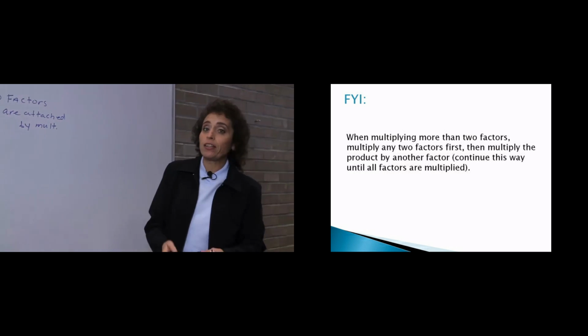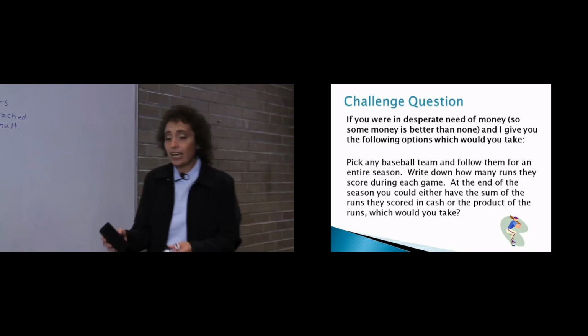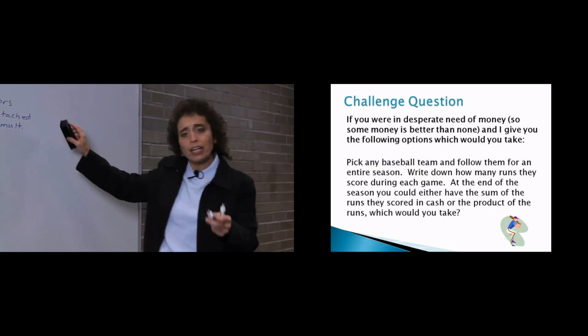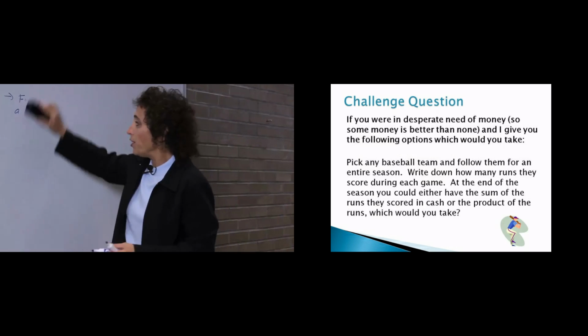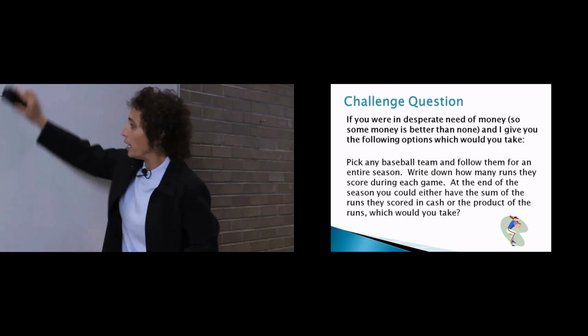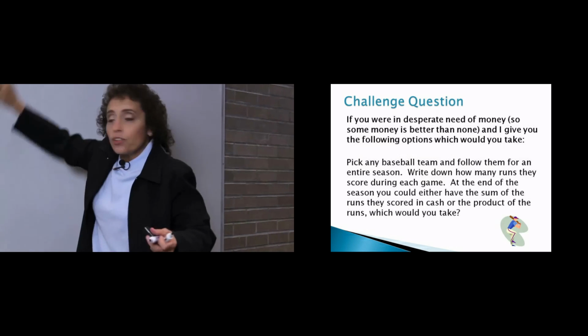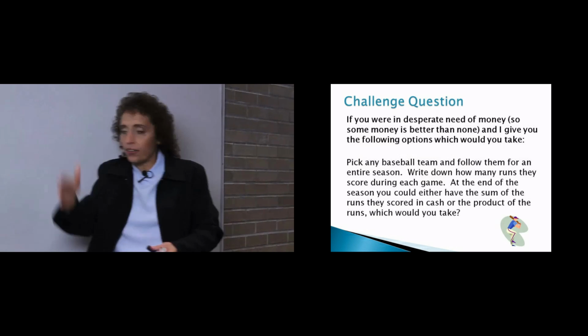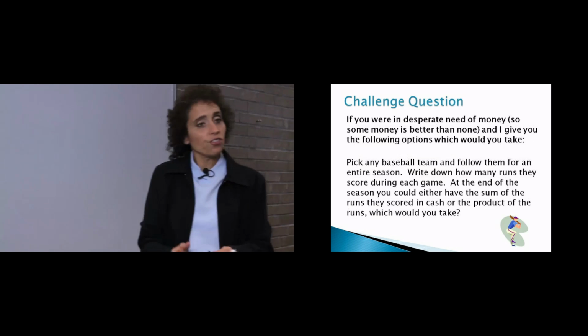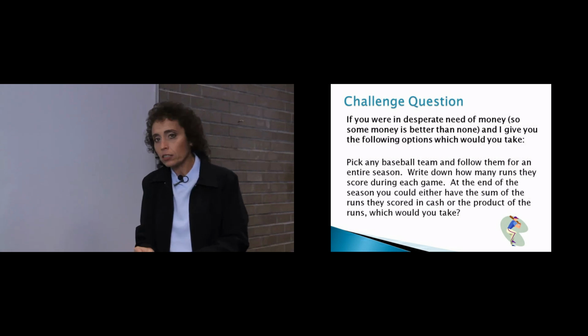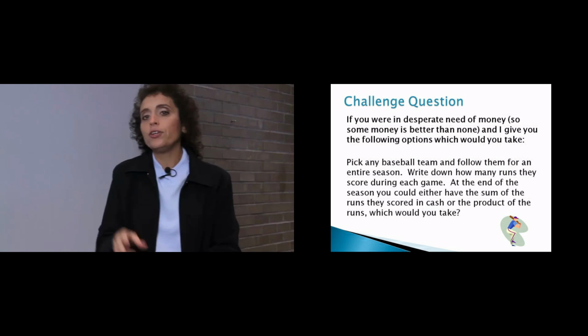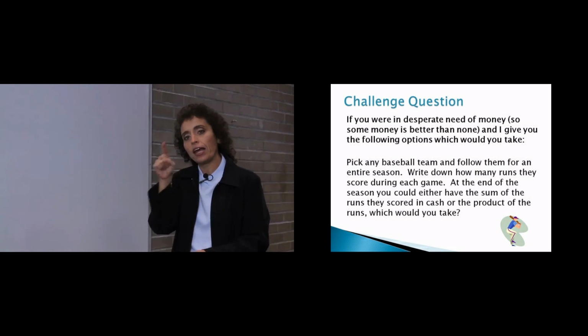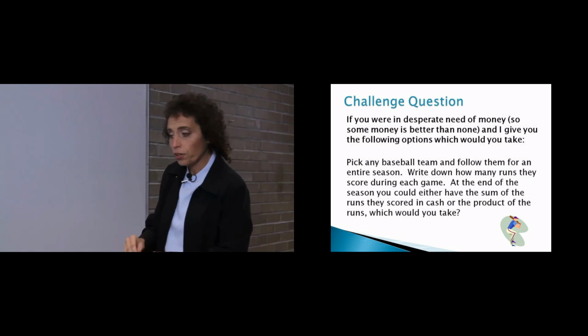Now I want to make a deal with you. Here's the deal. Let's say you're allowed to pick any baseball team you want, and you can follow them the whole season. During the whole season, you get to write down what they score at the end of the game, how many runs they scored. At the end of the season, you can either have the product. Product means to multiply.